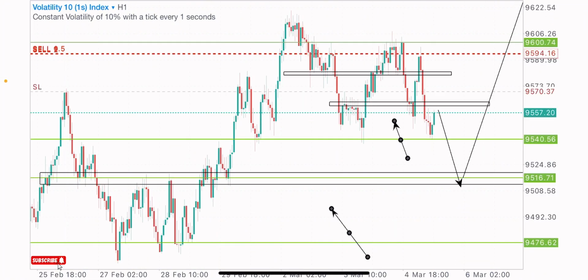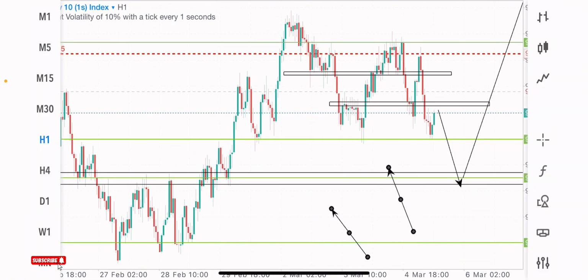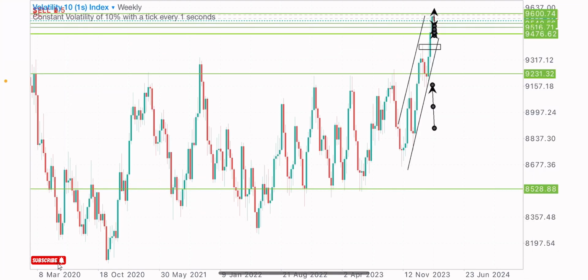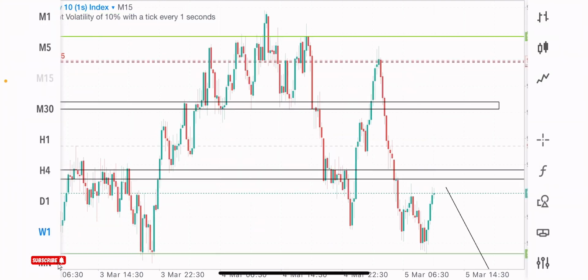All right, so that's this, guys. That's how I was able to take the sell trade on the V10 index. I analyzed from a high time frame, the weekly time frame, down to a lower time frame for my entries.